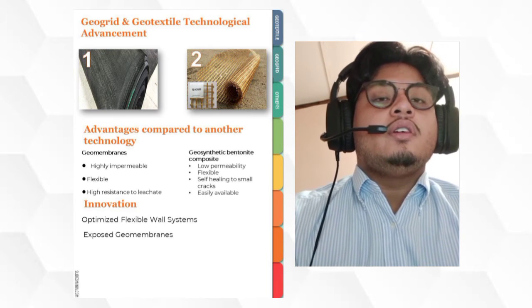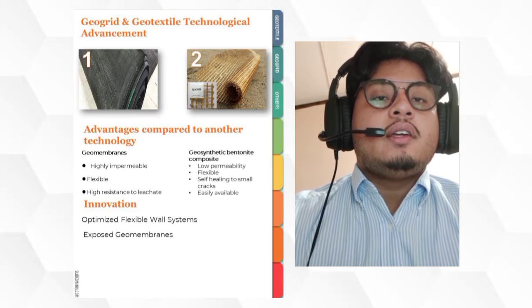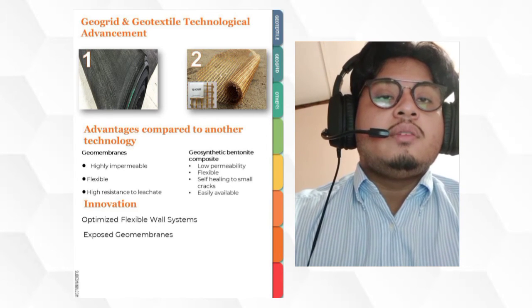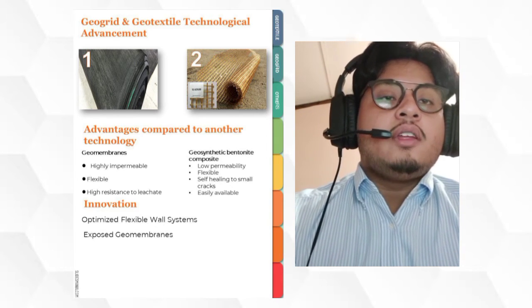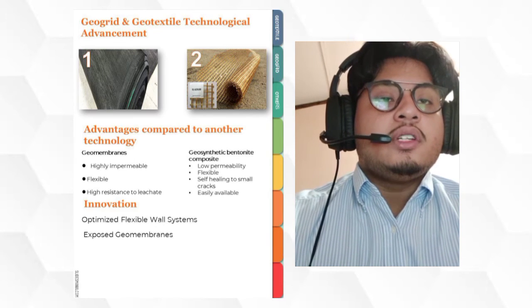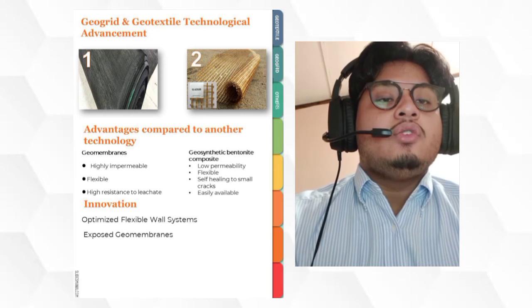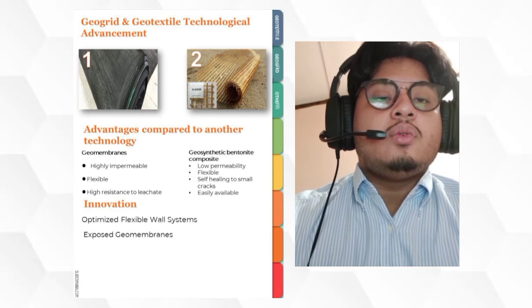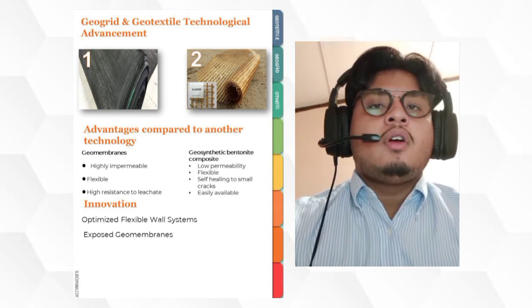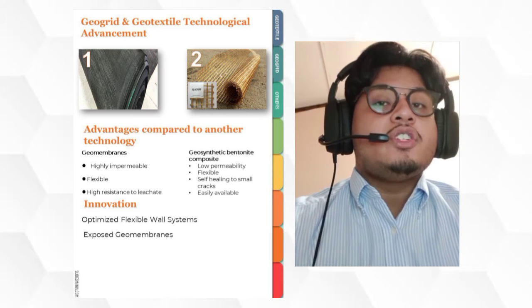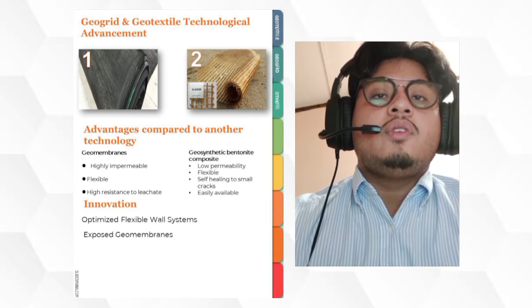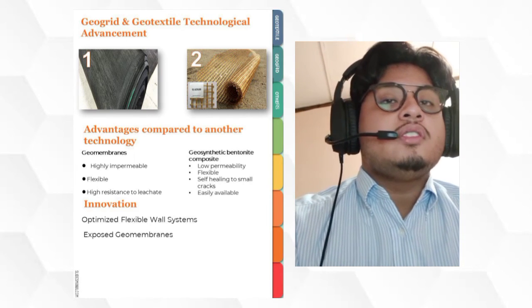Alright, firstly, the geomembrane category is highly impermeable. It is also flexible and highly resistant to leachate. After that, the geosynthetic clay bentonite composite. It has low permeability, is flexible, also self-healing to small cracks, and is also easily available. Alright, lastly, I will explain about the innovation. And firstly, we optimize the flexible wall system.